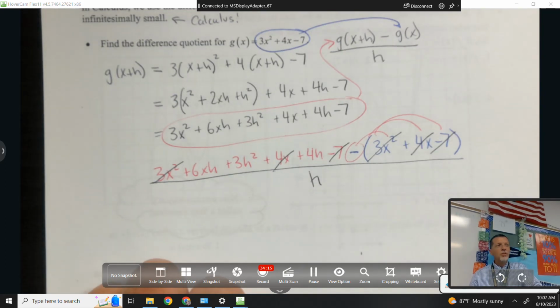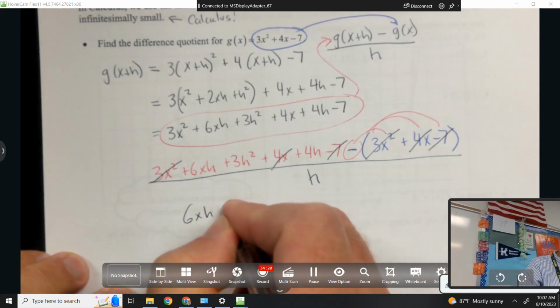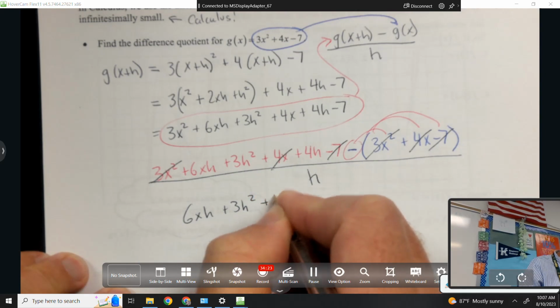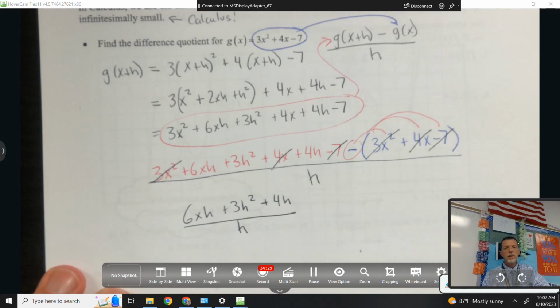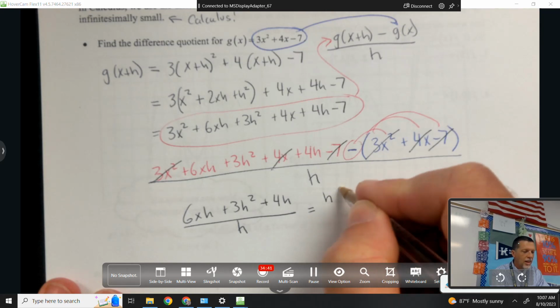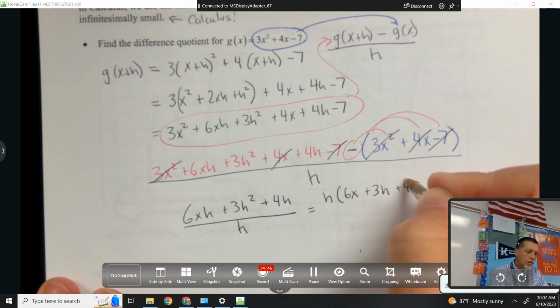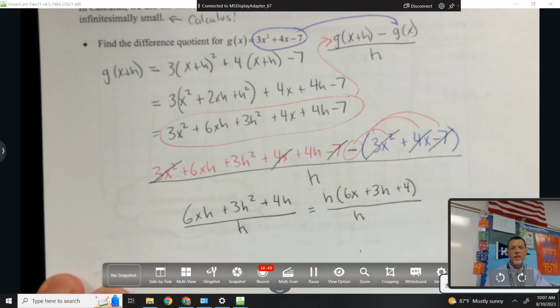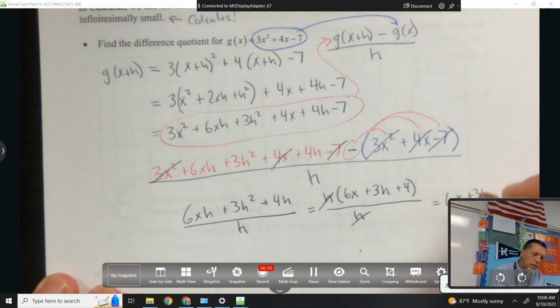Okay, I'm at a spot where some of you are going to skip the next step. I'm going to show it. Some of you are going to go ahead and divide everybody by h. I'm going to take the time to write what's left, and then realize everybody has an h in it in the top, so I can divide them all by h. I'm going to show one extra step that I honestly hope you don't show, but this really explains what we're doing. You can factor out the h and then cancel it. And so we're left with 6x plus 3h plus 4.